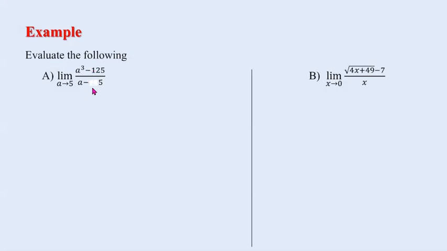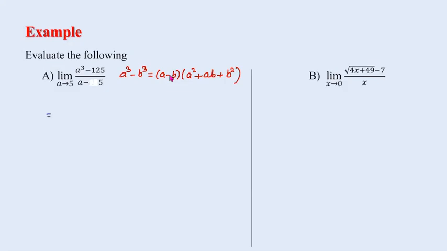That is not possible. We cannot divide by 0. So what we need to do is use the factoring technique. This 125 is 5 cubed. So you can clearly see that your numerator is like a cubed minus b cubed, where a is a, and 125 is 5 cubed, so b is 5. And you know the factoring formula from college algebra: a cubed minus b cubed is (a minus b) times (a squared plus ab plus b squared).